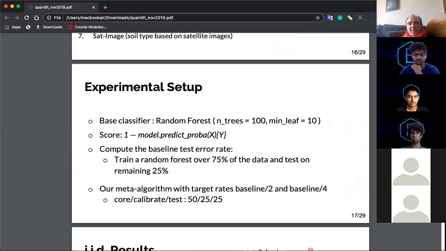So in this experiment, we take a base classifier, which is a random forest with 100 decision trees. And it gives some kind of score. And then what we do is we train the random forest over 25% of the data, test on the remaining 25%. But under the IID assumption, which these data sets happen to support, we're going to actually have a core, which is 50% of the data. We're going to actually build a random forest on that. Then we're going to calibrate, as I said, on 25%, and then we're going to test on the remaining 25%.